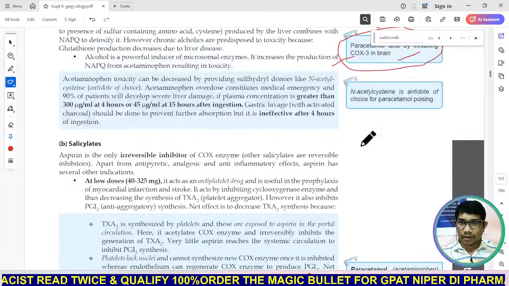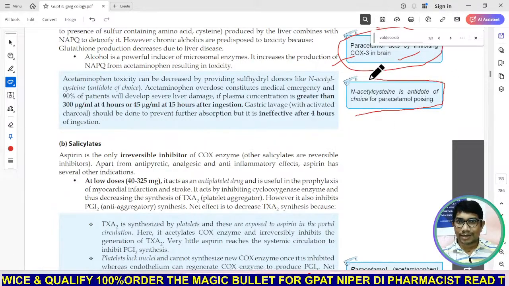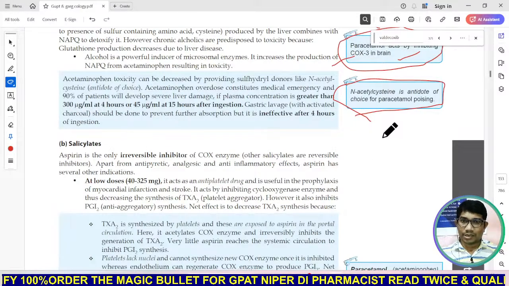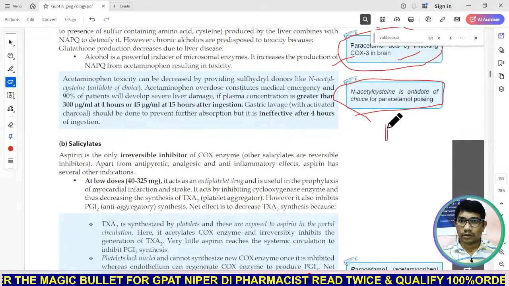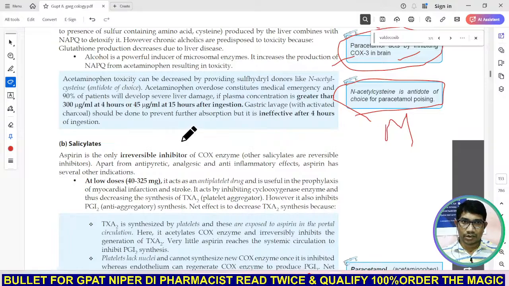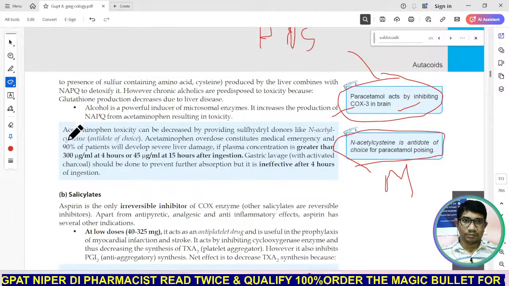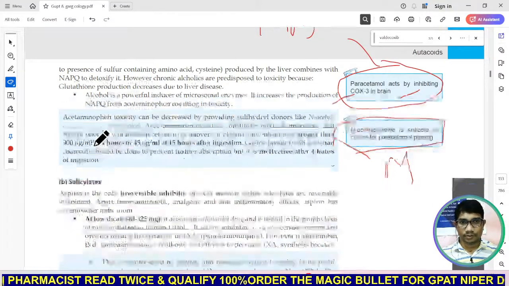Now again, N-acetylcysteine is the antidote of choice in paracetamol poisoning. Alternate antidote क्या है? Methionine, है ना? In case of paracetamol poisoning, antidote क्या है? N-acetylcysteine, and another antidote is methionine. Both are sulfur containing amino acids, because paracetamol का एक मेटाबोलाइट बनता है, उसका नाम है N-acetyl-p-benzoquinone imine, NAPQI, right?